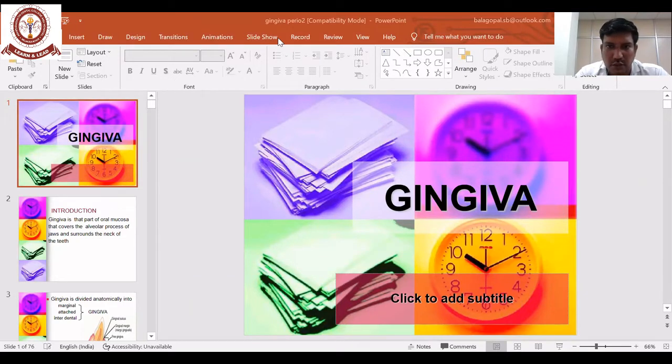Today, we are going to see about gingiva. It's a part of a periodontal subject. Right? It's a basic tissue. We are going to see about the gingiva, in and out of the gingiva. What is the gingiva?